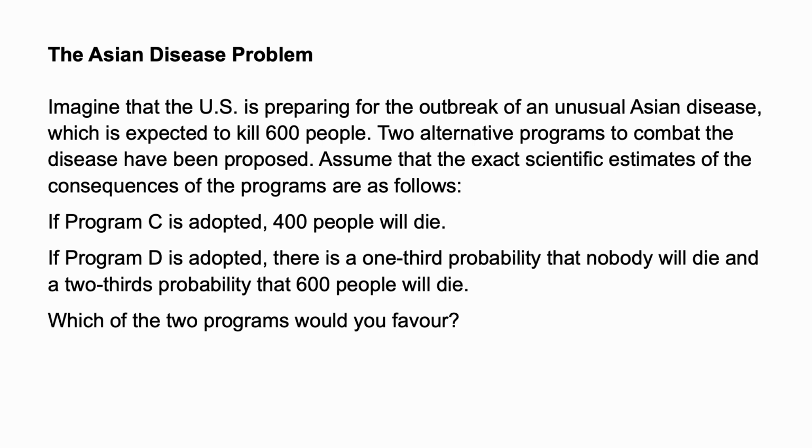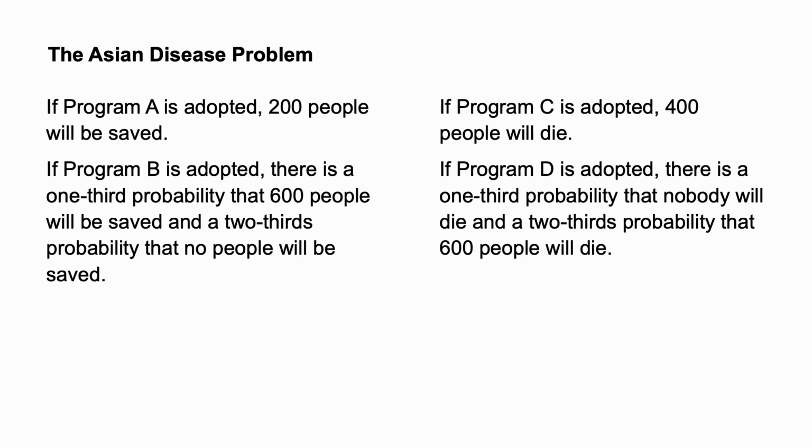If program D is adopted, there is a 1/3 probability that nobody will die and a 2/3 probability that 600 people will die. Which of the 2 programs would you favour? 22% of participants chose option C. Despite their differing presentation, these 2 scenarios are mathematically identical. Programs A and C both result in 200 people living and 400 dying.